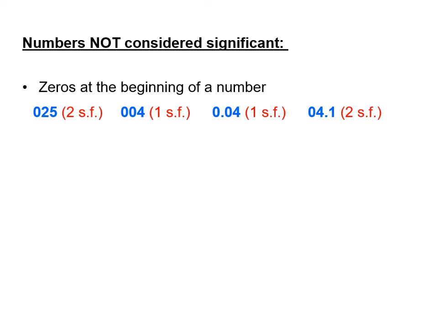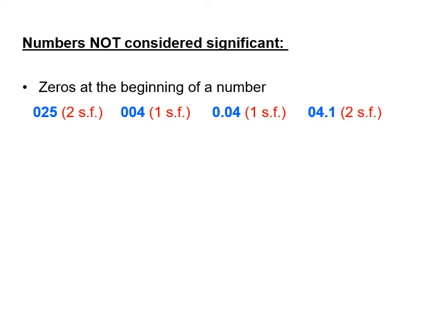The number 0.04 only has one significant figure, and the number 04.1 has two significant figures. So in all of these examples, you can see that the zeros at the beginning of the number are not considered significant, regardless of whether or not a decimal point is shown.